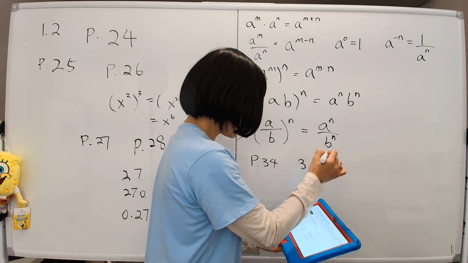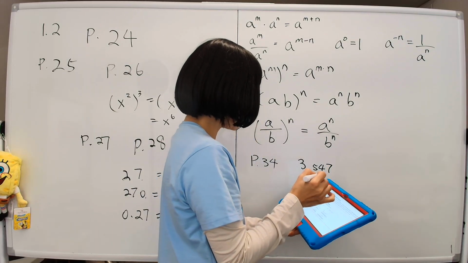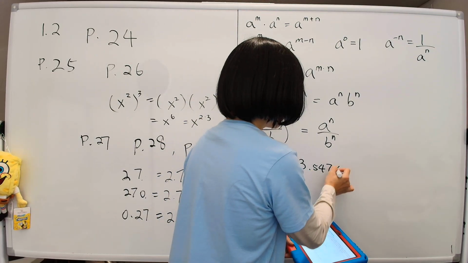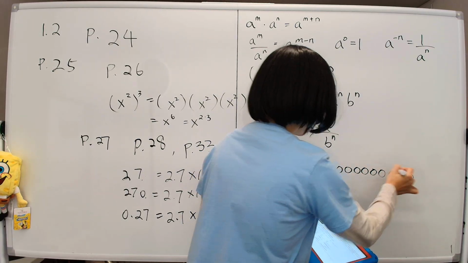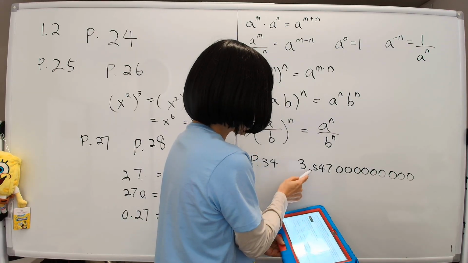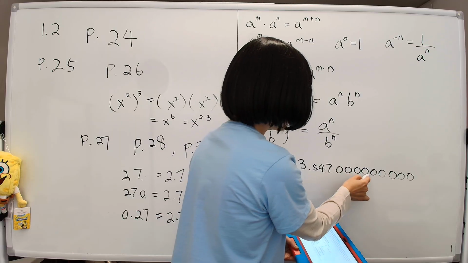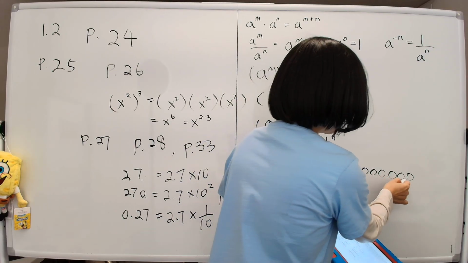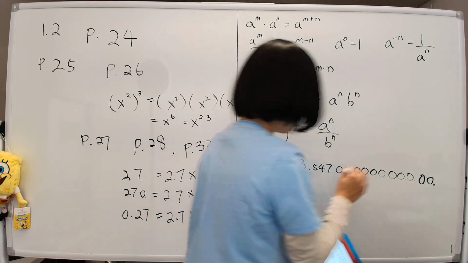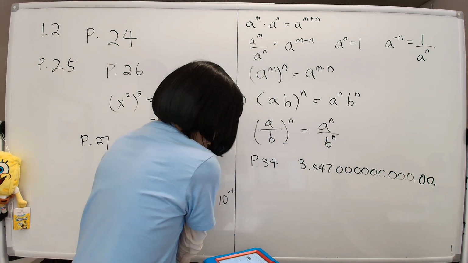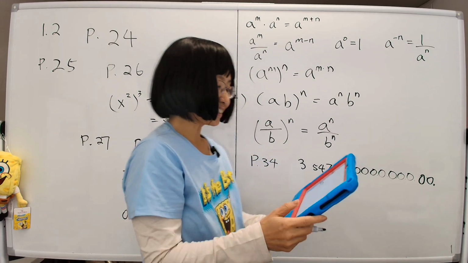So we have 3.547, but you have to have that decimal point go 14 places. So we'll write a bunch of zeros here. Is that 14 yet? So we move this 14 places: 1, 2, 3, 4, 5, 6, 7, 8, 9, 10, 11, 12, 13, 14, all the way here. So the decimal point has been moved 14 places, and therefore this is our answer. That's how you do this sort of thing.